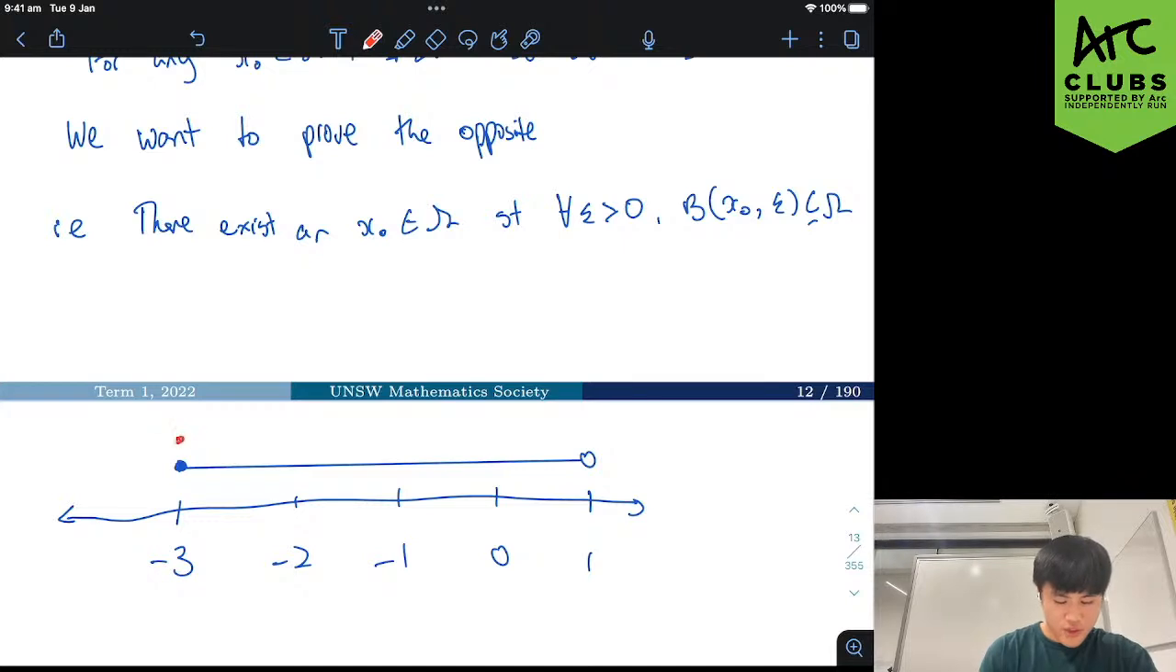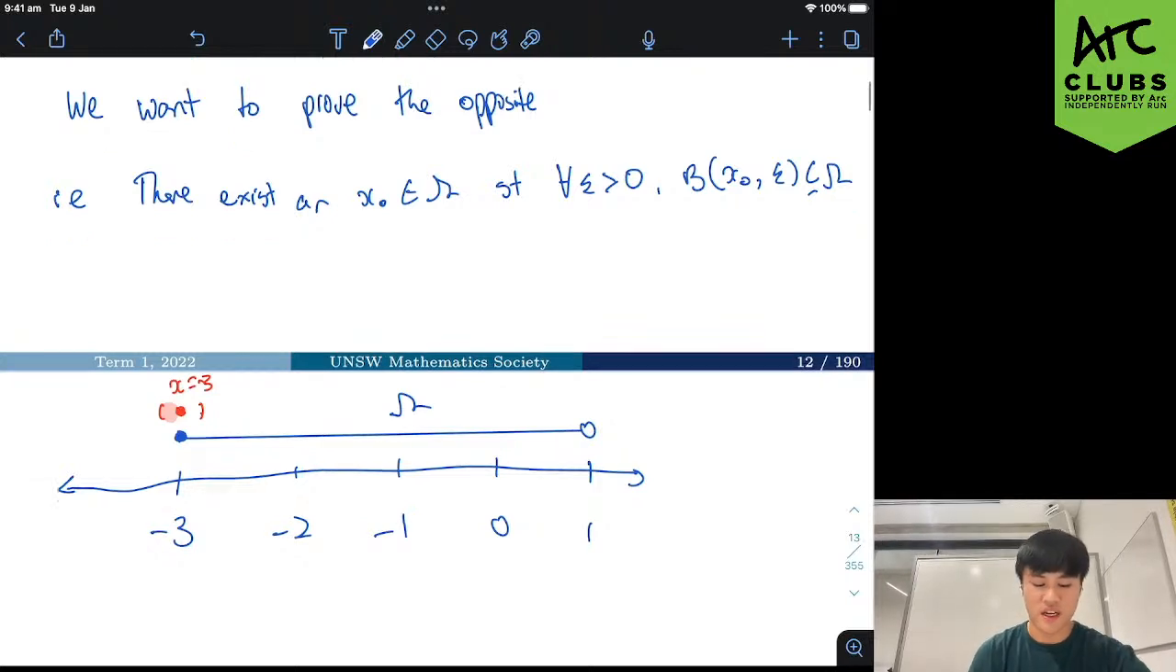We can see that if we choose our x to equal -3, no matter how small an epsilon we choose, just say some epsilon like that, and this gives our ball, anything to the left of this point here is actually not included in the set. So anything to the left of -3 in that little ball that we drew is not included in the set omega. I guess that's just a graphical representation.